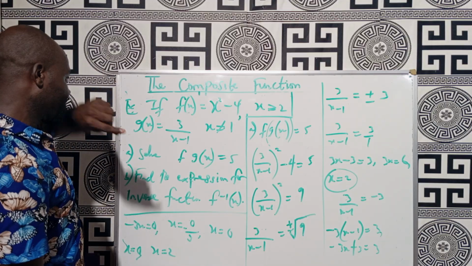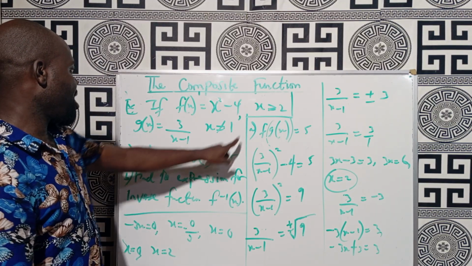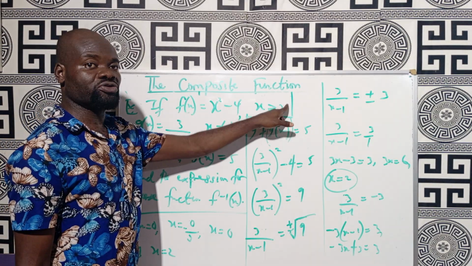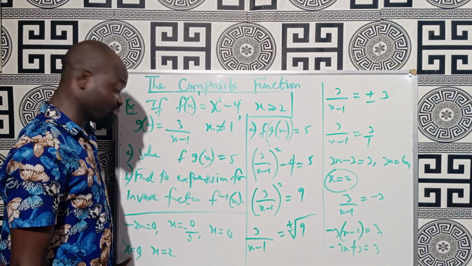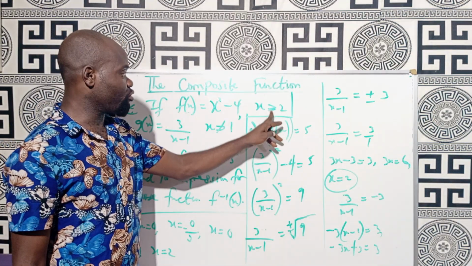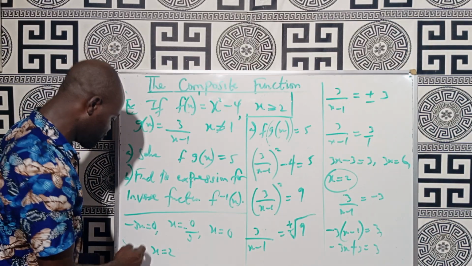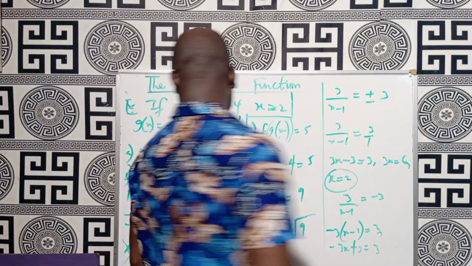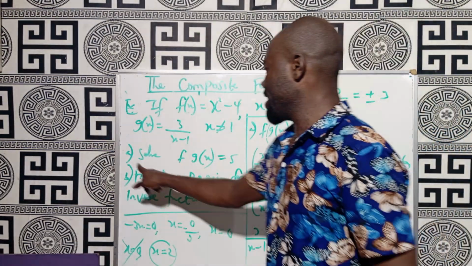But we are told that our x must be greater than or equal to 2. That means we are not using x equals 0, because our answer should be greater than 2, or equal to 2. So we neglect 0, and we take x equals 2. That's the solution to this part A.